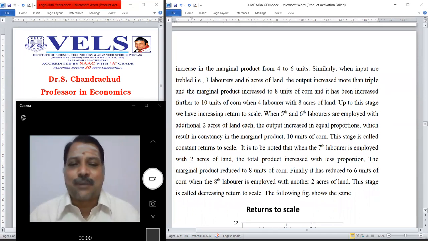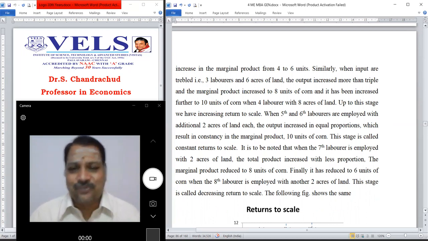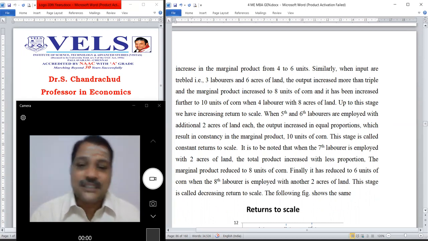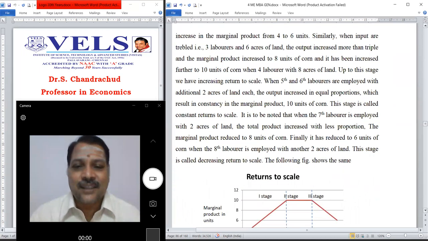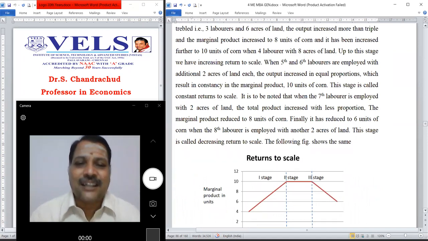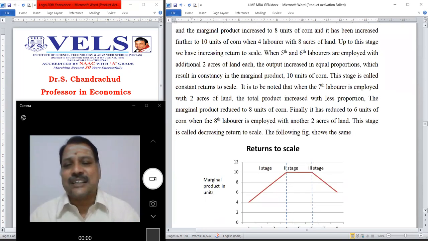When the 5th and 6th laborers are employed, with an additional 2 acres of land each, the output is increased in equal proportion. So it is called constant returns to scale. This results in constancy in the marginal product, 10 units of corn. It is to be noted that when the 7th laborer is employed with 2 more acres of land, the total product increases in a lesser proportion. The marginal product reduces to 8 units from 10 units. Finally, it results in 6 units when the 8th laborer is employed with 2 acres of land. This stage is called decreasing returns to scale.